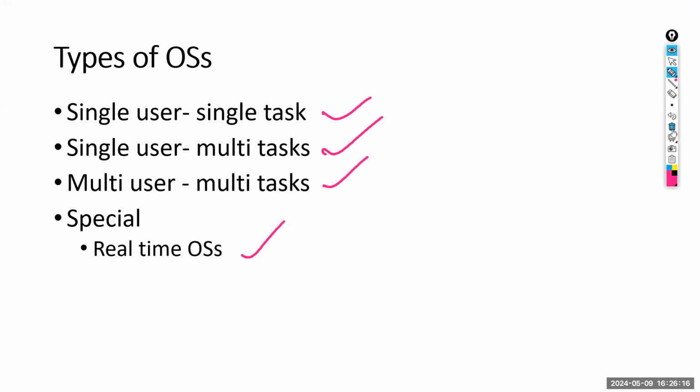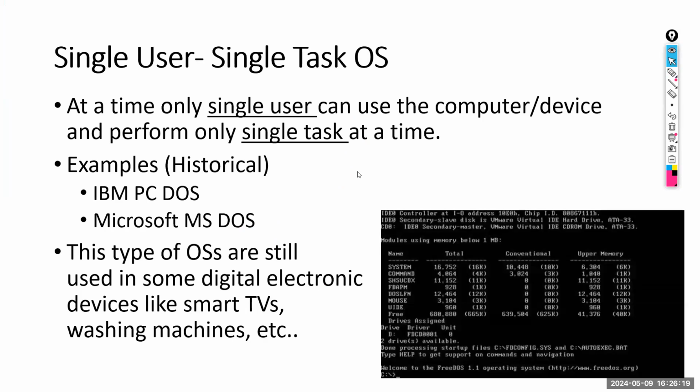Single user, single task operating systems. Single user, single task OS means at a time your OS can run only one program, and of course at a time only one user can use it. That means at a time only one user can log into the system, not more than one user at the same time. Of course, at different times, yes. When one user logs off, a different user can log in, but that is not multi-user. It is single user. Single user means at a time only one user can log in and use.